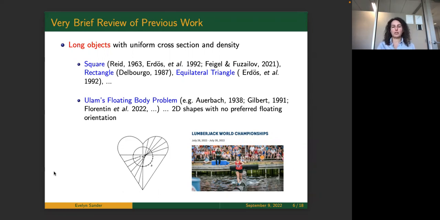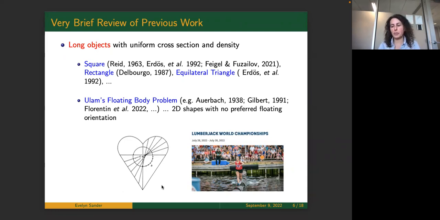We decided, since we wanted to do experiments, not to work with Ulam's problem. The main reason being that having no preferred floating configuration is something that is very sensitive to slight variations. And so the result would be that you're pretty much guaranteed that even though in theory it should have no preferred floating configuration, it would actually have preferred floating configurations.